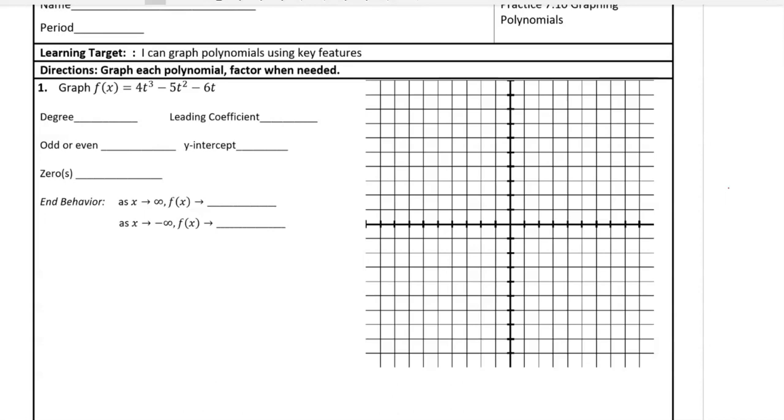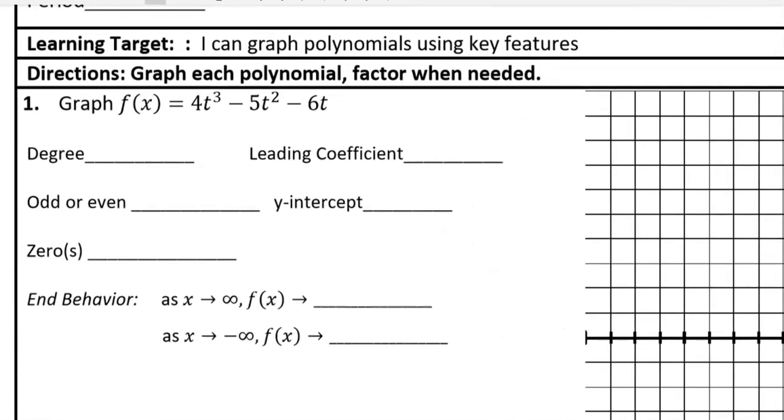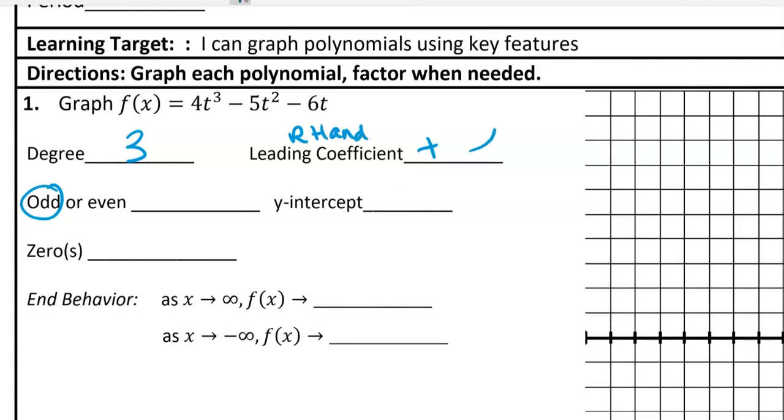So identifying our key features, degree is talking about the highest exponent. Here the highest exponent is 3. Since 3 is an odd number, we're going to have an odd graph. Our leading coefficient, that means the front number, is a positive number. And since it's positive, the leading coefficient tells us what the right hand is doing. So if it's positive, that means our right hand is going up. So if our graph is an odd graph, the right hand is going up, that means the left hand is going down. Our y-intercept is going to be the constant.